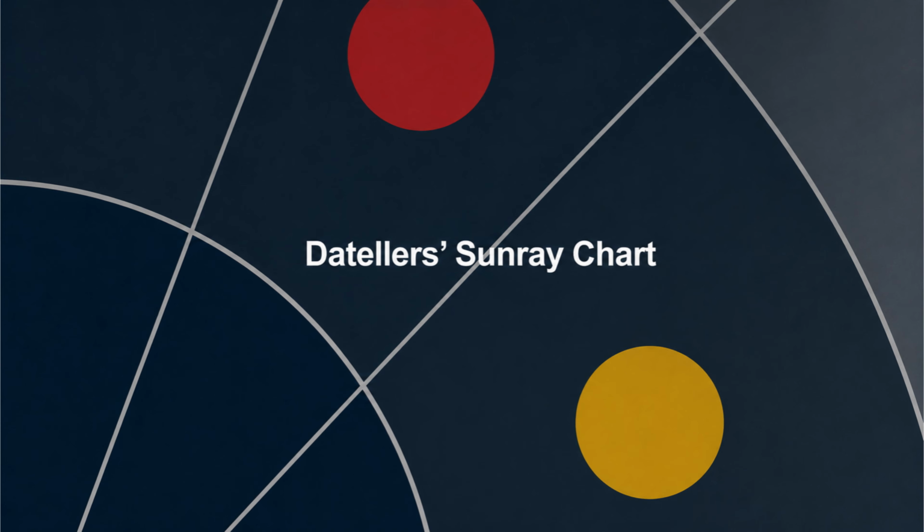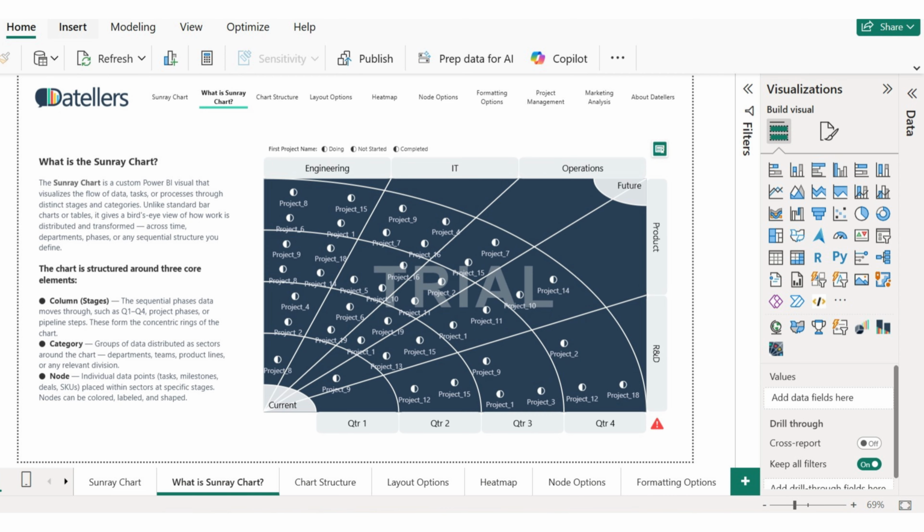Hi. Today we are going to learn how to use the Sunray Chart visual, powered by Custom Visual. Let's start by understanding the Sunray Chart. It's a custom Power BI visual that displays data across multiple categories and stages in an interactive radial layout.